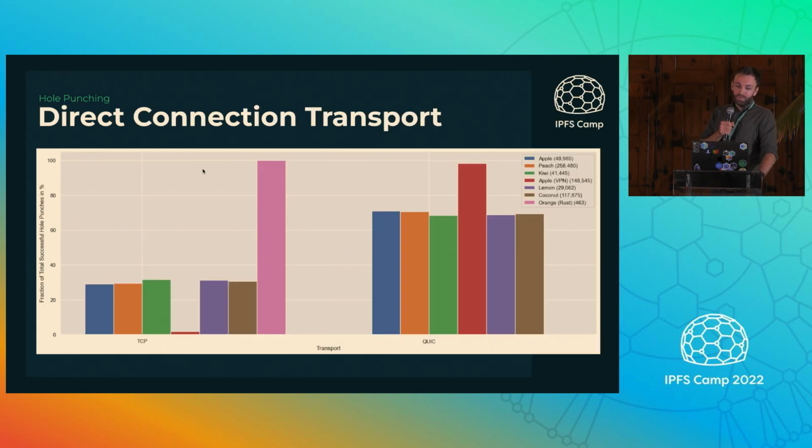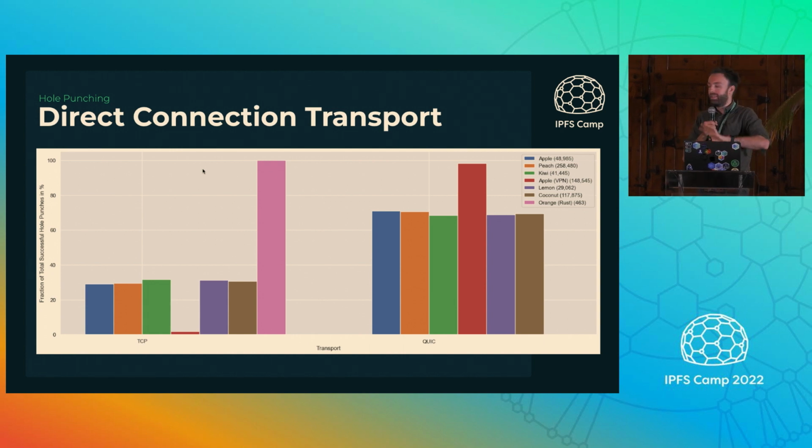Then, which transport do we end up with after we did this hole punch DCUtR protocol? We have the transports TCP and QUIC on the left-hand side, and TCP and QUIC on the right-hand side. So this is the fraction. On the y-axis we have the fraction of successful hole punches and how many were successful using the TCP protocol versus the QUIC protocol. And there are also, again, a couple of interesting things going on.